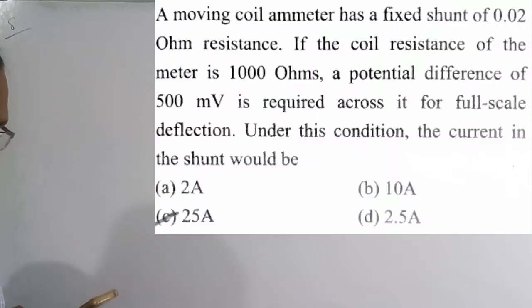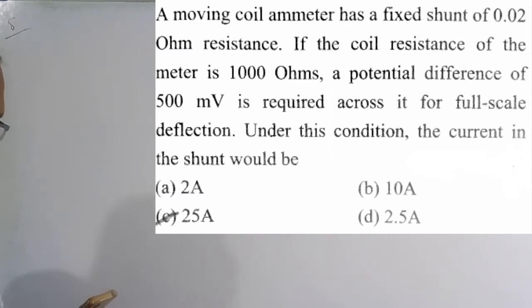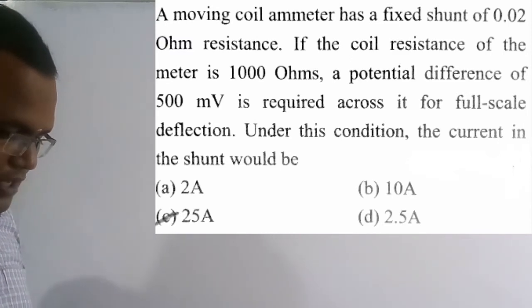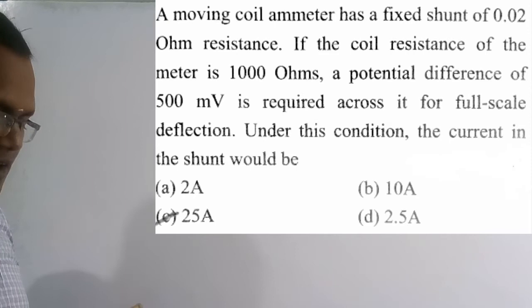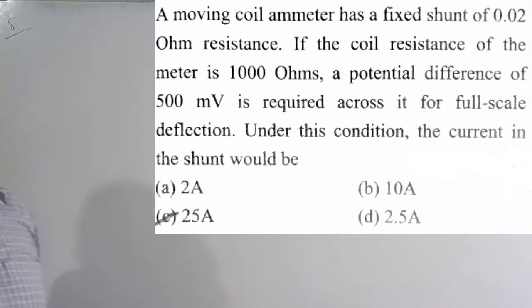So now we are going to solve the 8th question. See the question here. A moving coil ammeter has a fixed shunt of 0.02 ohm resistance. If the coil resistance of the meter is 1000 ohms, a potential difference of 500 millivolt is required across it for full scale deflection. Under these conditions, the current in the shunt would be.